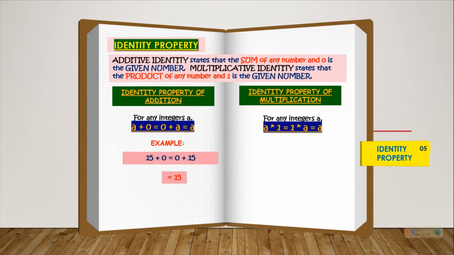In multiplication, we have a times 1 is equal to 1 times a is equal to a. So, the given number is still the answer. Any number multiplied by 1 is equal to the given number. For example, 15 times 1 is equal to 1 times 15, which is also 15. 15 times 1 is 15. Then 1 times 15 is 15.